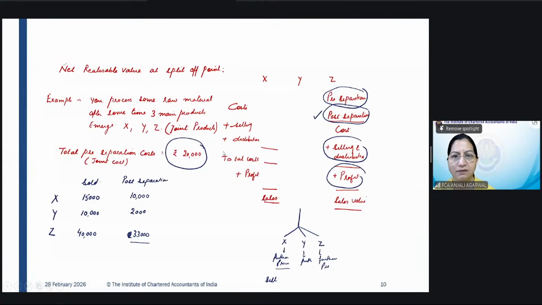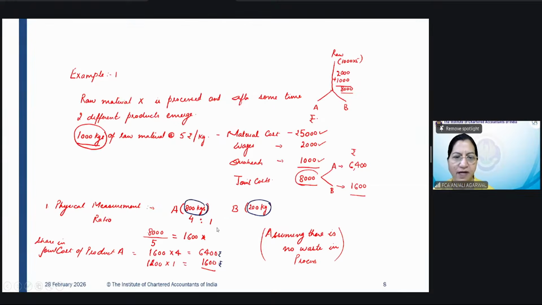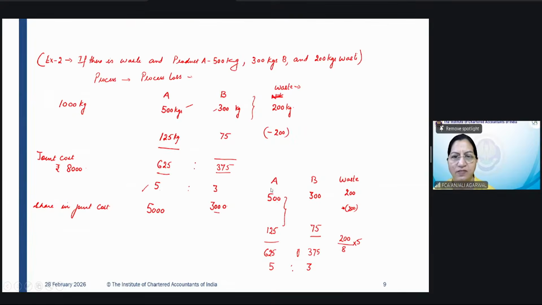Is this part clear? So first one was your physical measurement, where you have the physical number of how many kgs of weight is used in joint products. So you will allocate it in that ratio. First part: 1000 kgs, 800 of A and 200 of B, 4:1 is the ratio in which joint cost must be allocated. If there is waste, waste can be reallocated to main products, and after that, we will share the joint cost in the ratio of physical measurement.